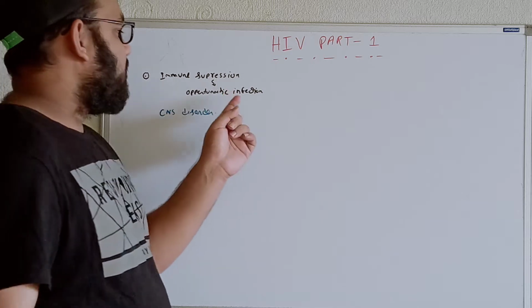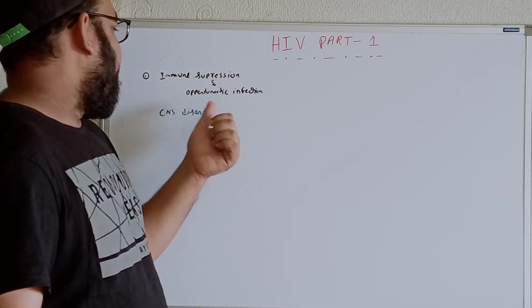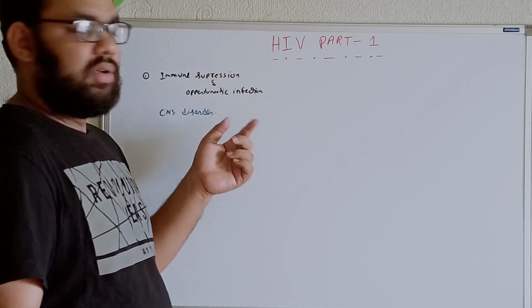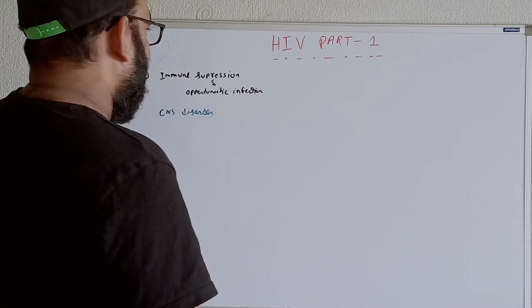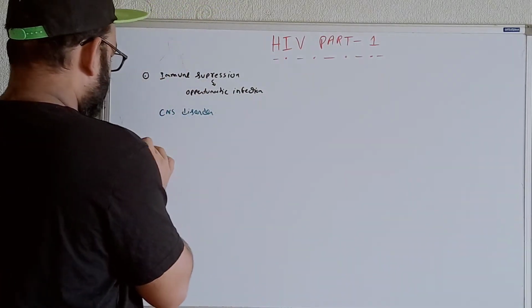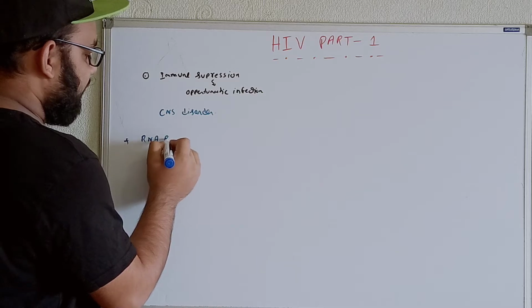Now, how does it cause the immune suppression, how is it doing these things, we'll talk about all these things within a minute. And as a result, we'll get increased chances for opportunistic infections and neurological disorders. Okay. Now, as we know, HIV is what? An RNA retrovirus, right? It's an RNA retrovirus.